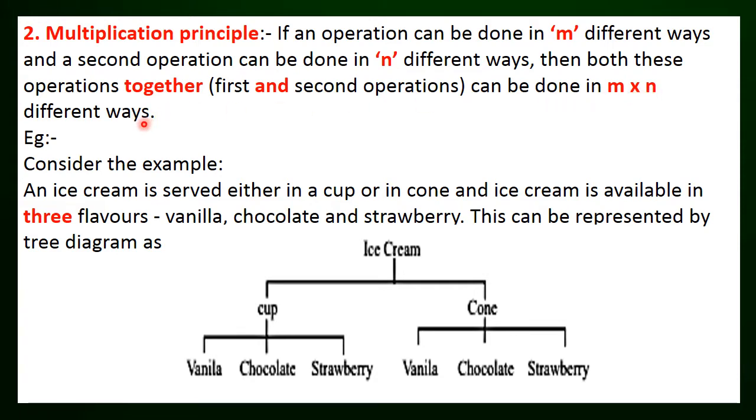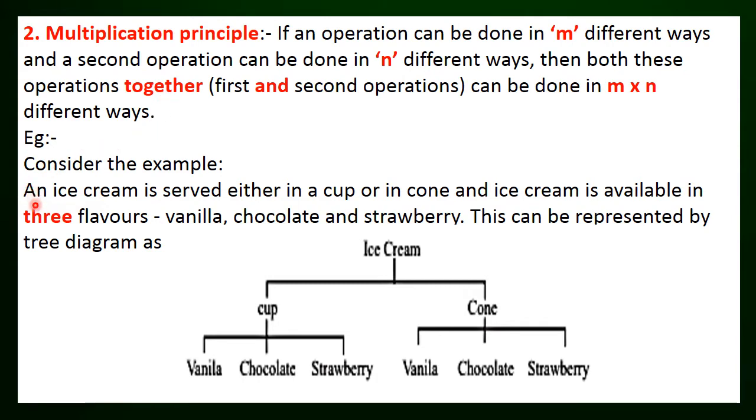Let us note down the difference between the addition principle and the multiplication principle. In the addition principle, we use the word or, that is, the first or the second operation, not together. There we used addition of the number of different ways of both operations. And here we use together, that is, first and second operations, and we use the operation multiplication for getting the number of different ways of choosing both the operations together.